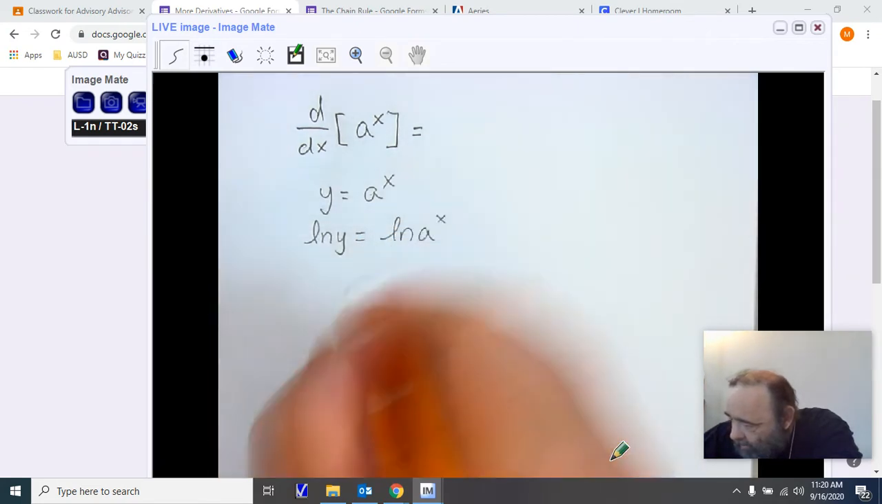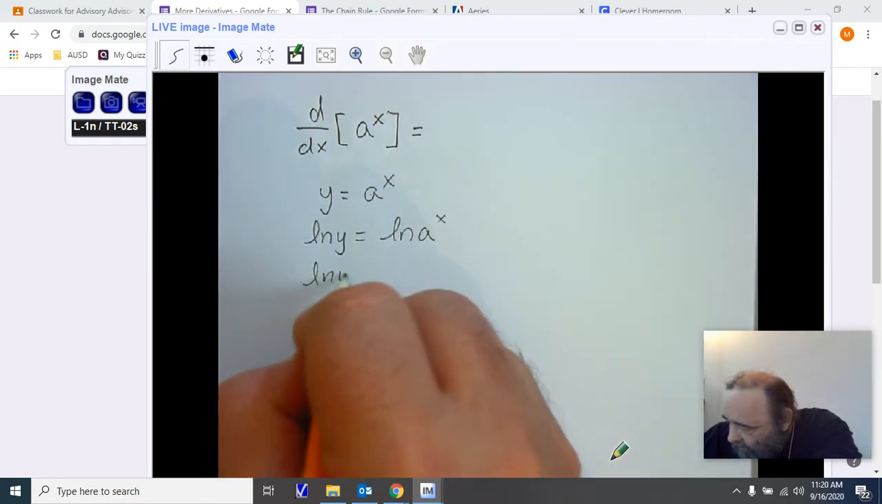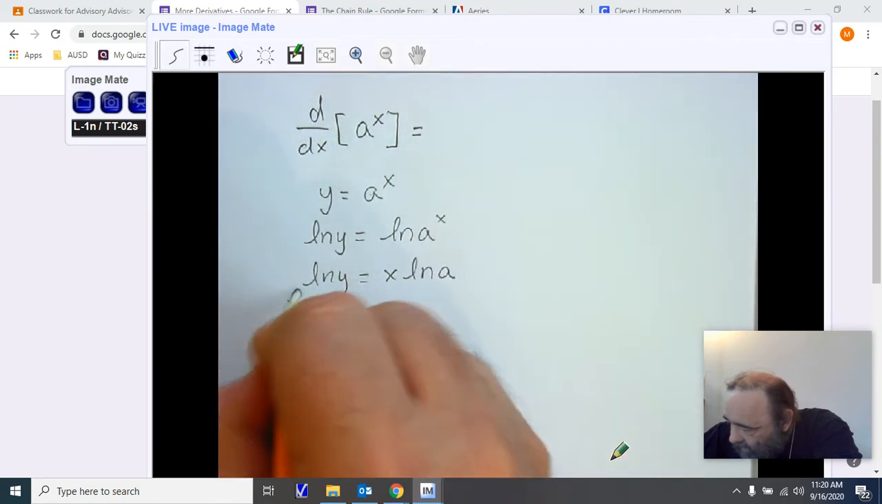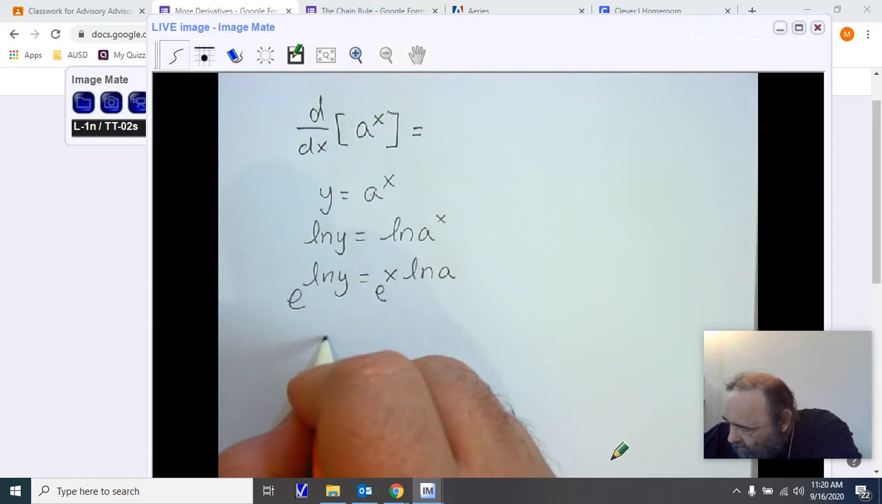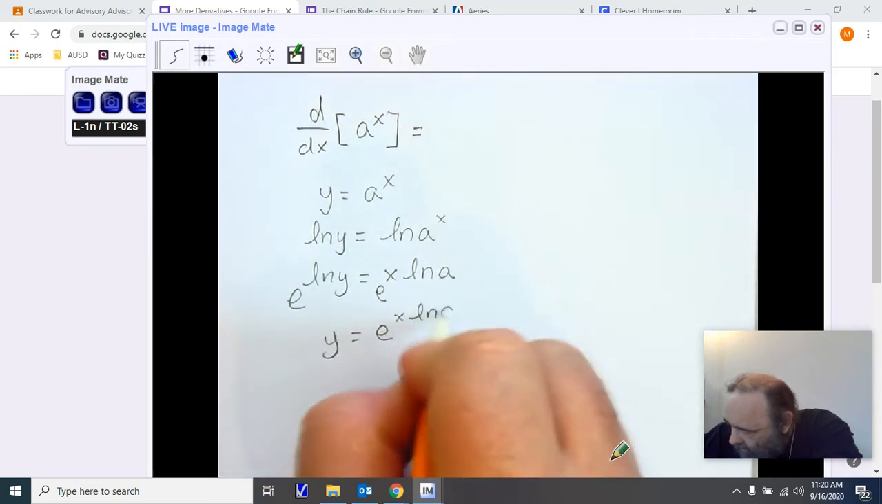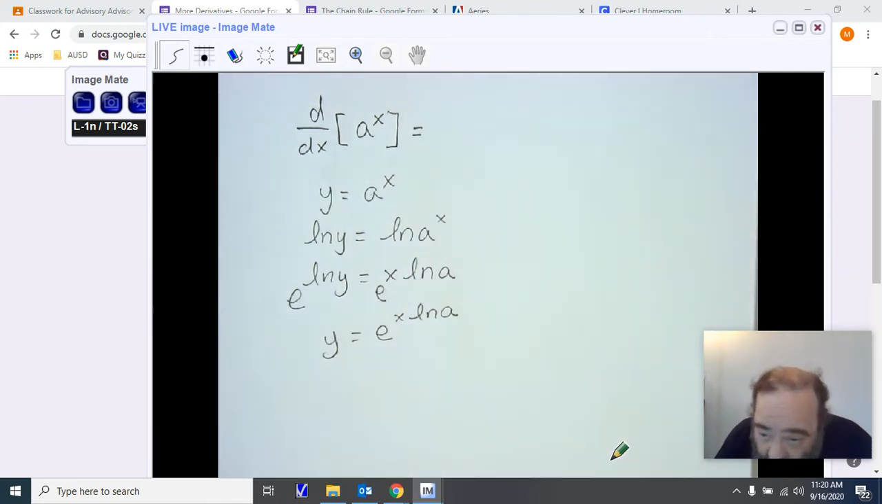And according to our properties, the x moves in front. I'm going to exponentiate back, and I now have everything in terms of e that will make my life easier. Now, we are going to be utilizing the chain rule here, so please don't get too frustrated. Once we get the chain rule, we'll have to back substitute, and from that, everything should follow and flow nicely.